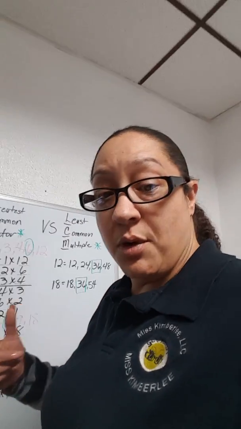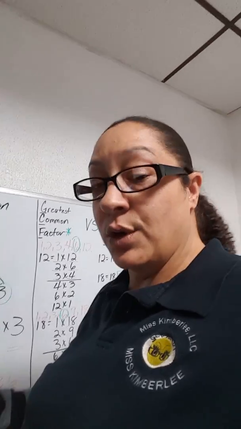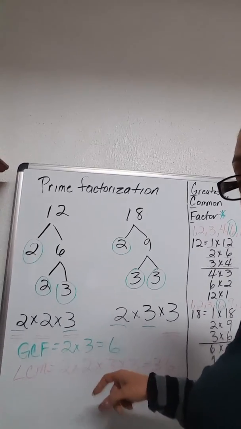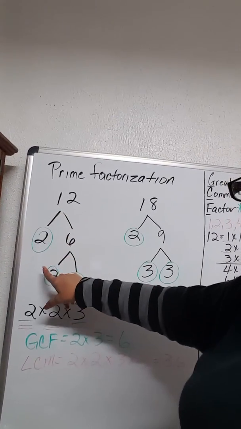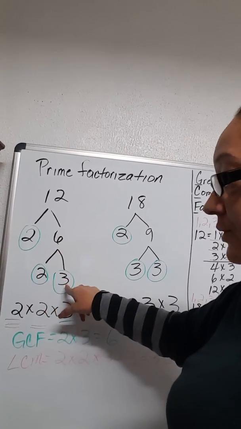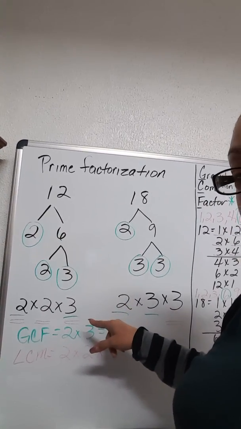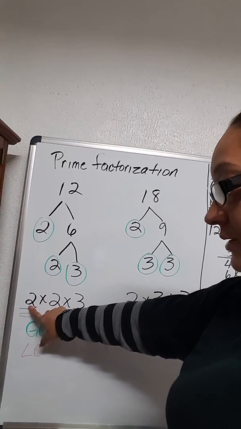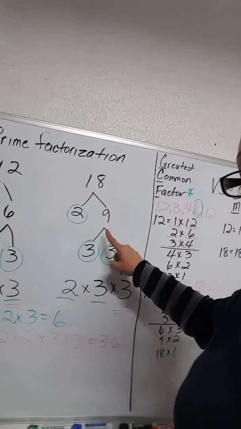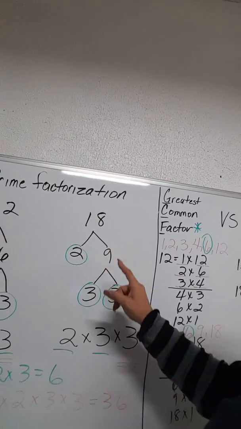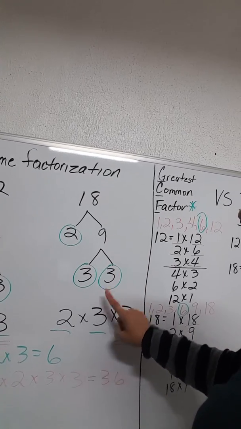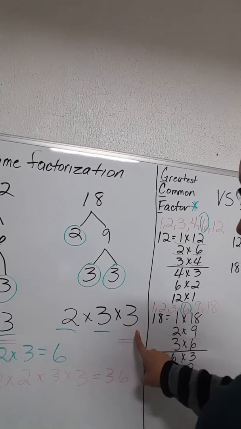Now you can also use prime factorization. I wrote this out for you. You need to factor out these numbers. Makes it easier for you. So 12 is factored out first with 2 and 6. 6 can be factored out by 2 and 3. And so then you end up with all prime numbers. So you write it out like 2 times 2 times 3. That'll give you 12. And then here at 18, we did the same thing. 2 and 9. 9 can be factored to 3 times 3. And then you write it out 2 times 3 times 3.